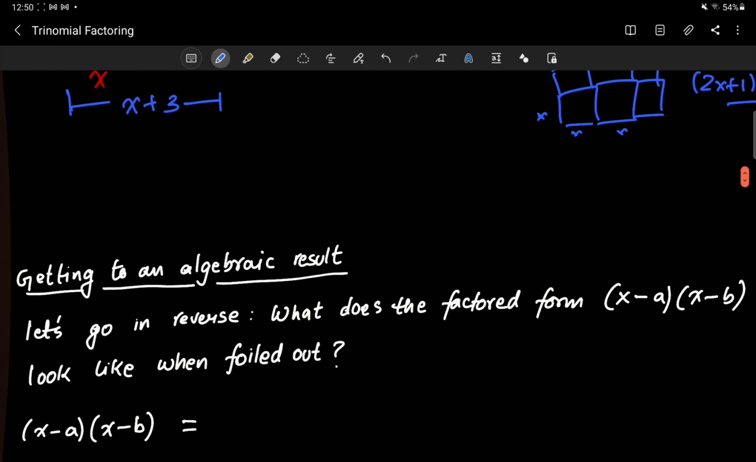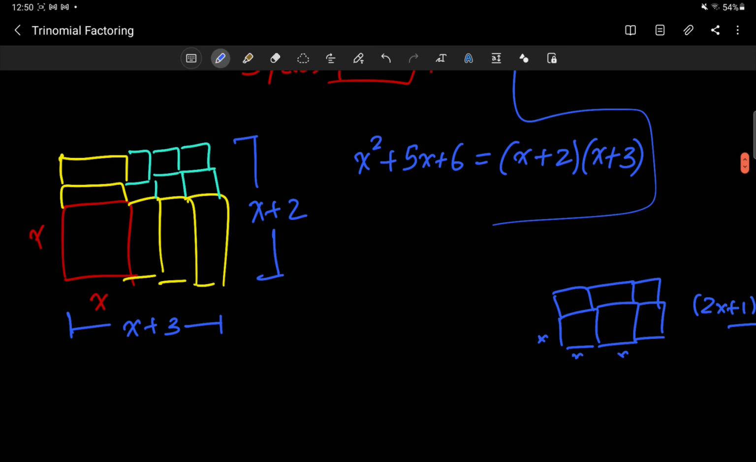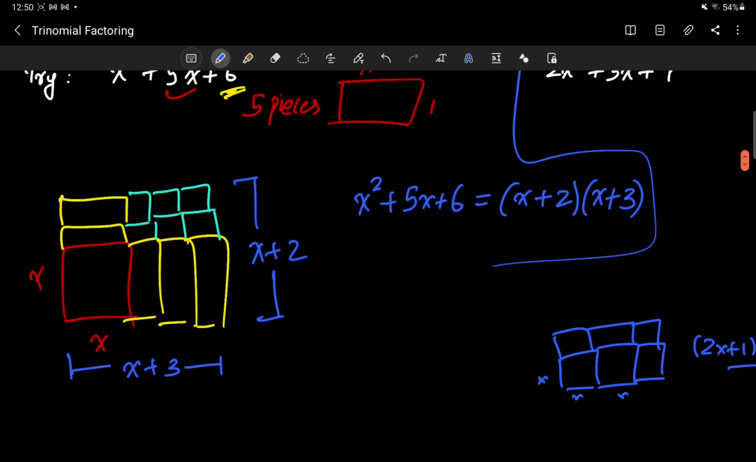Next we will look at an algebraic result and see what is another way in which this same process can be illustrated, maybe without using areas and without using rectangles.